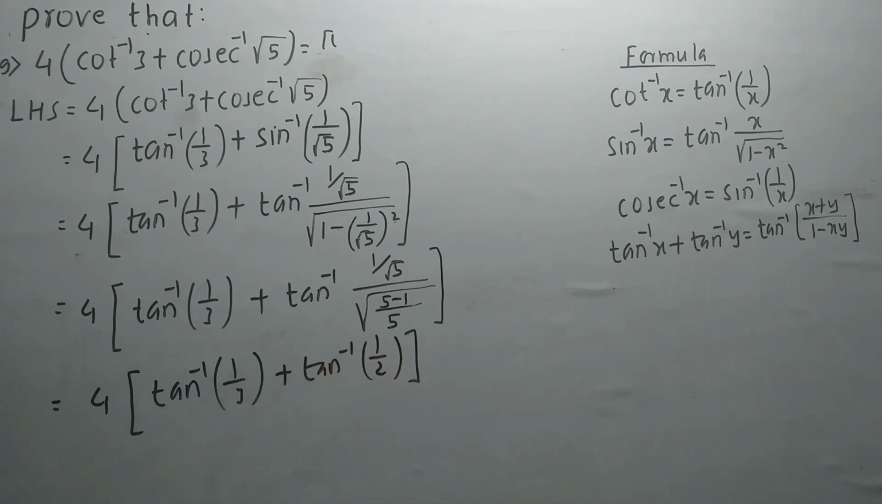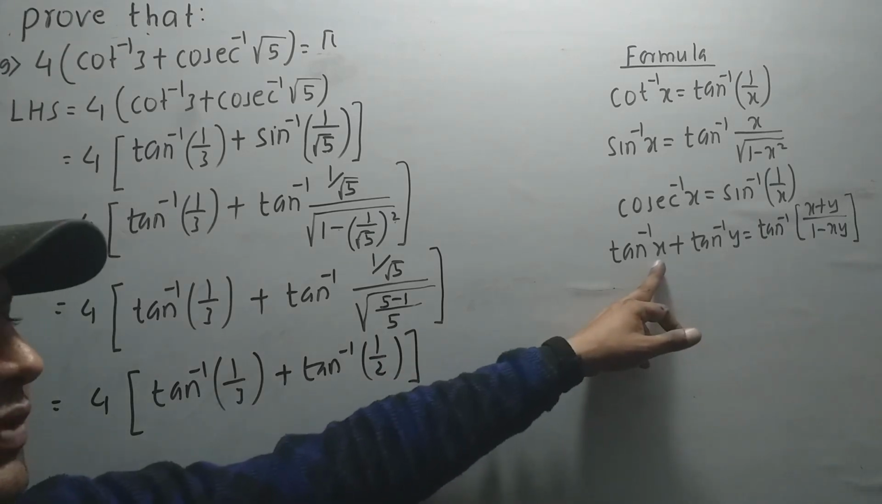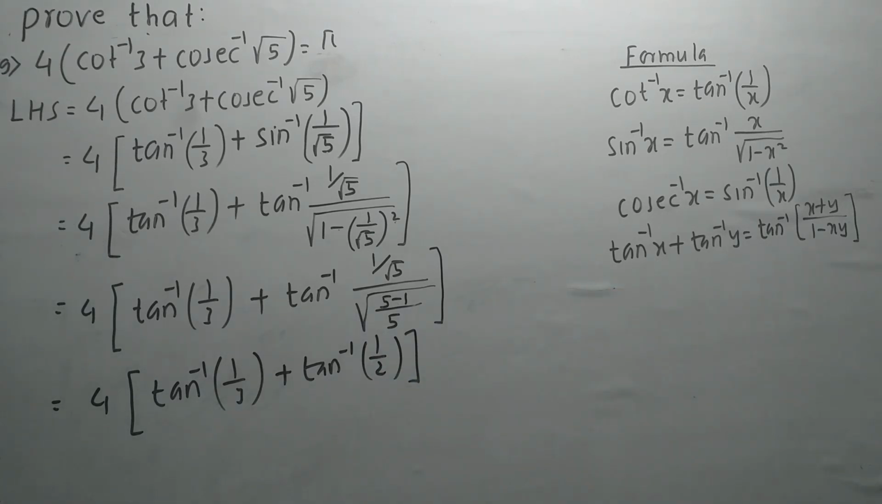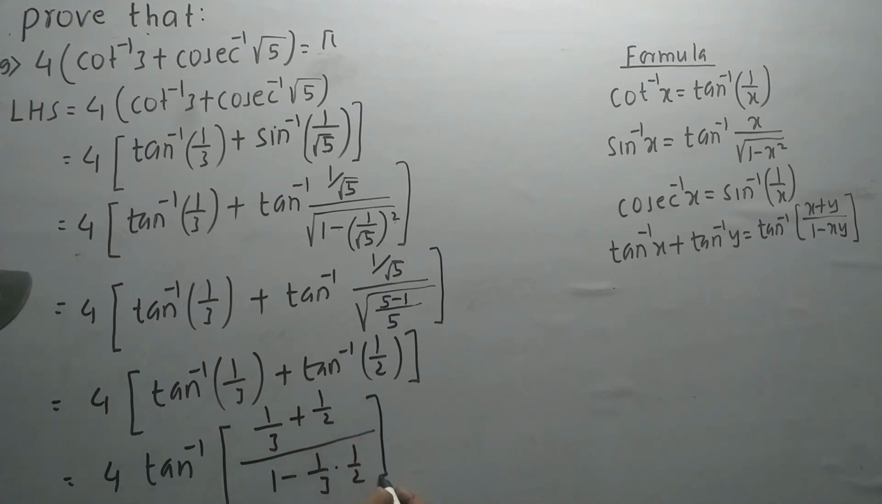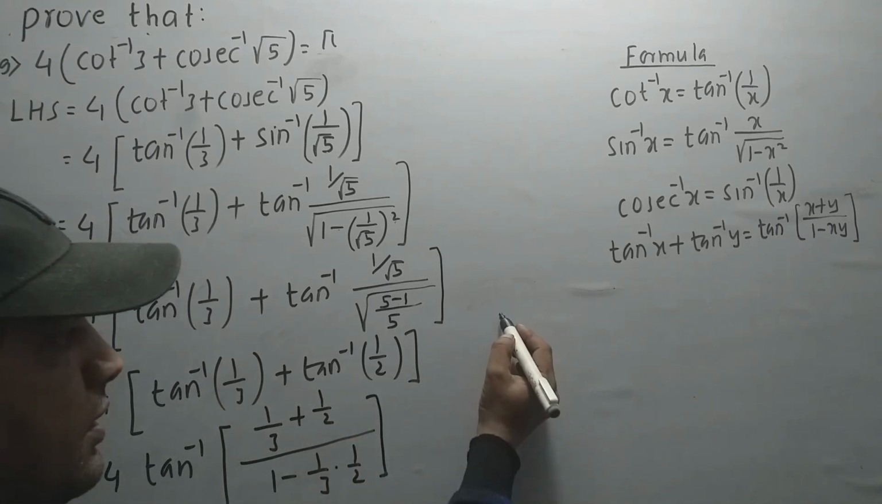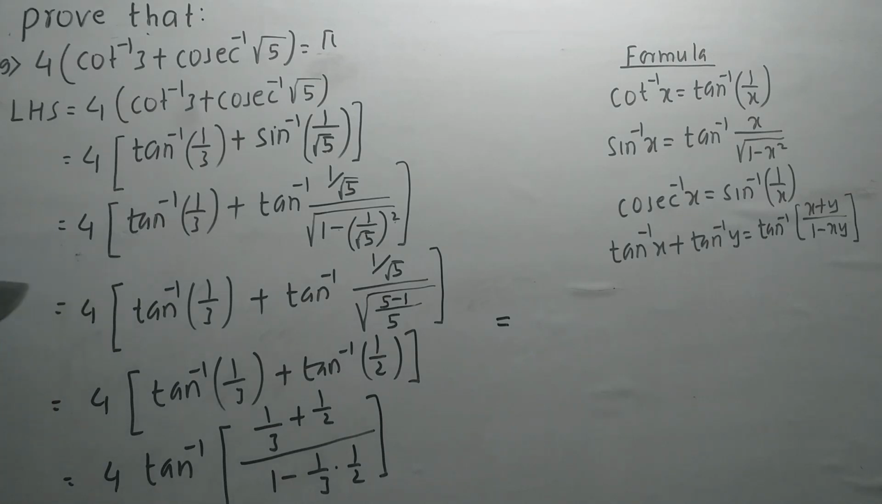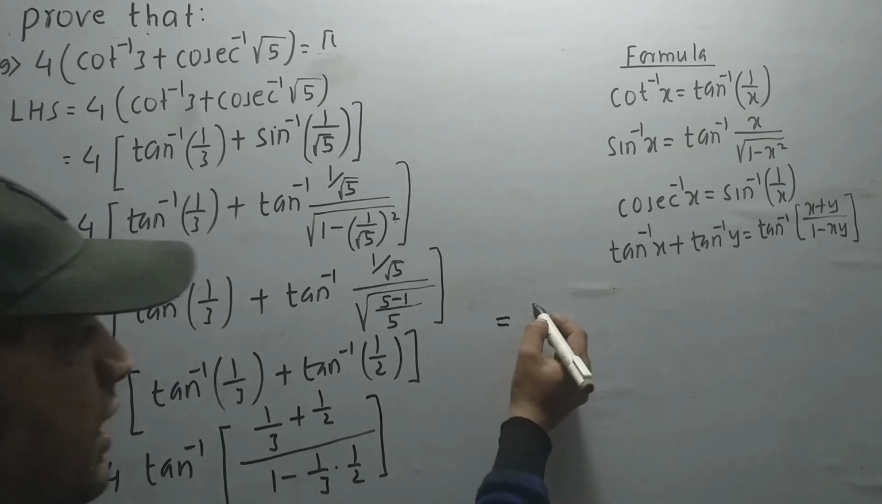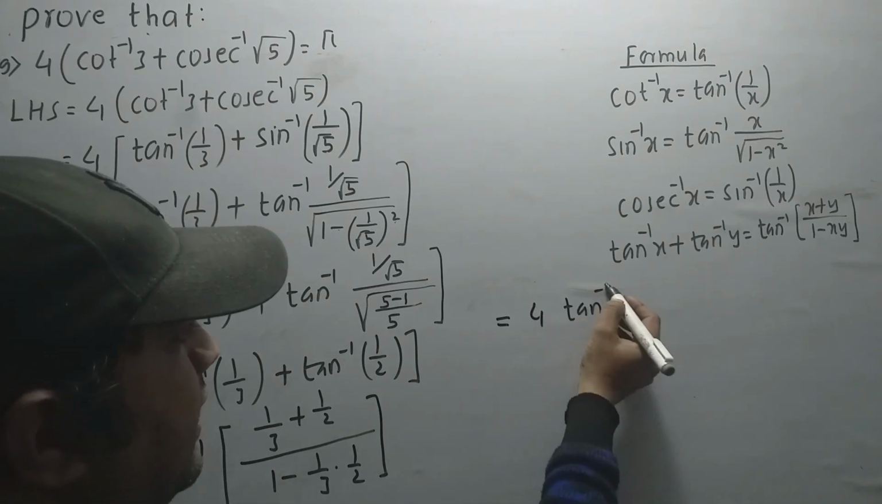Now after that, you will write the formula for tan inverse x plus tan inverse y, that will be tan inverse x plus y by 1 minus xy. So 4, here it is tan inverse x plus y, it will be 1 by 3 plus 1 by 2 whole divided by 1 minus 1 by 3 into 1 by 2. Now we will solve it here. Now 4 remains the same, so here it is tan inverse.